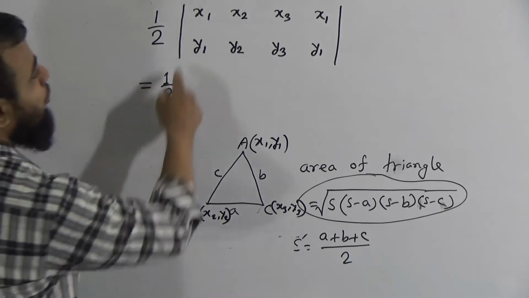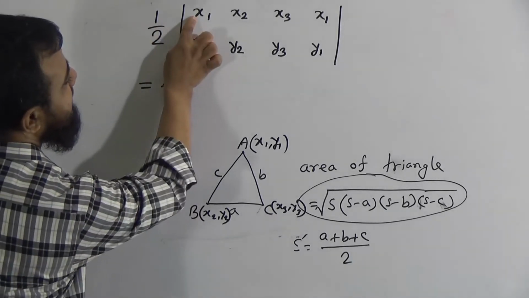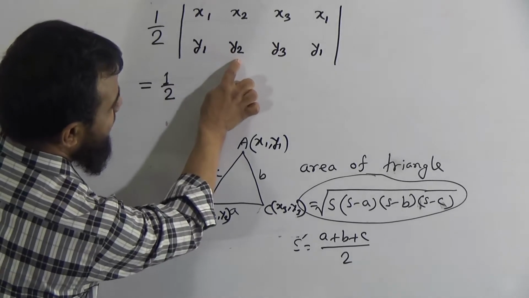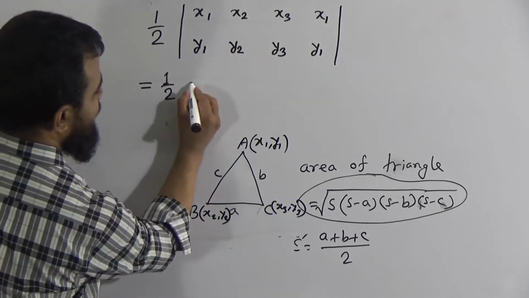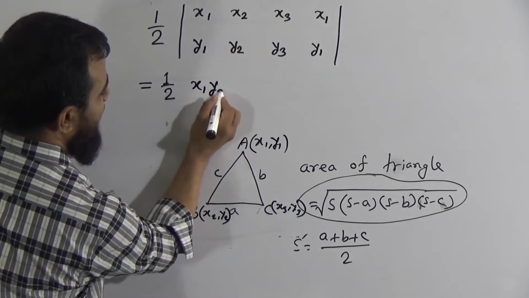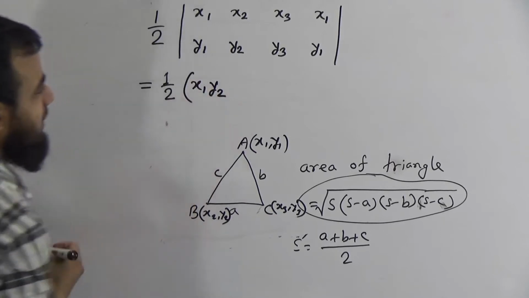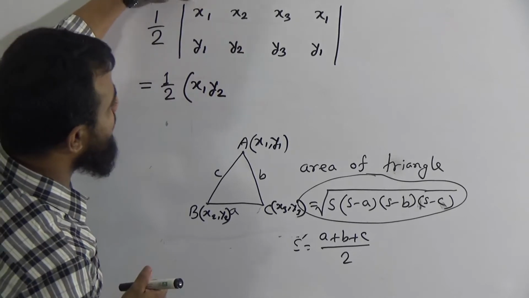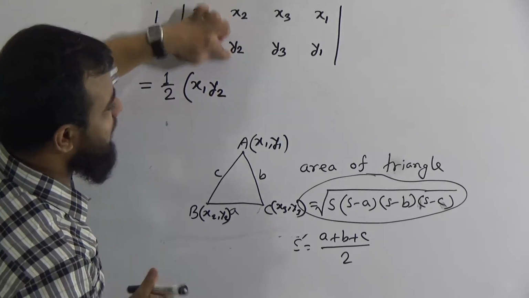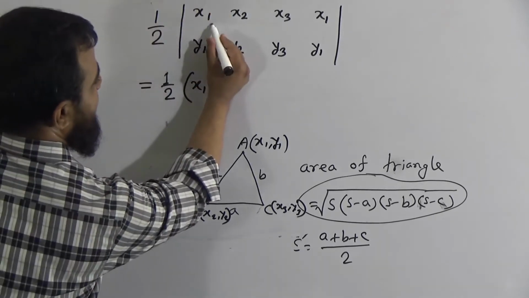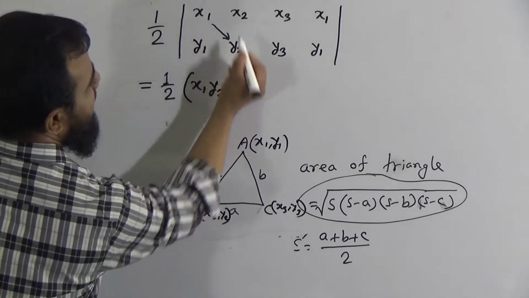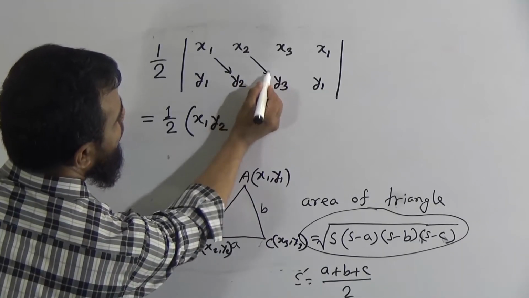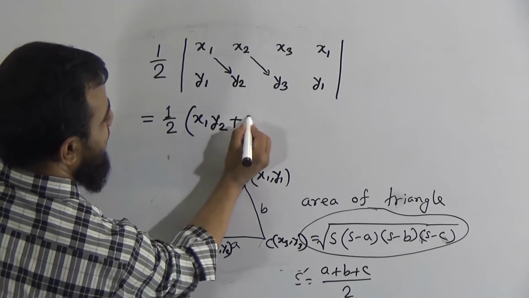How? Look, we will go left to right, that means x1 and y2. If we write down x1 and y2 multiplication, it will take a positive sign because we go left to right and we go top to bottom. Then it will take a positive sign like this. And again x2 into y3, it also takes a positive sign.